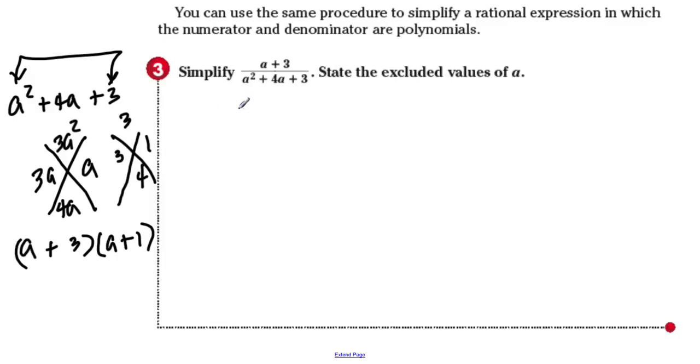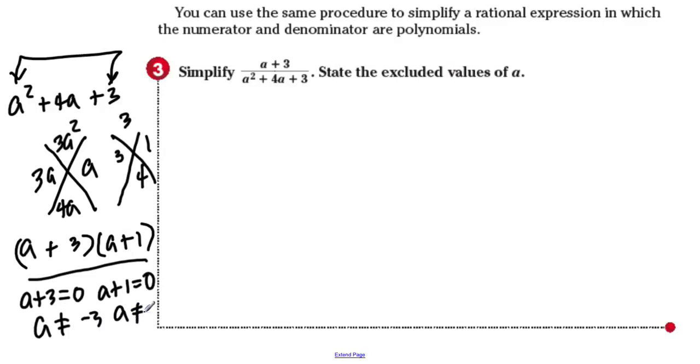From there, we simplify our rational expression. Now that we found the factored form of a squared plus 4a plus 3, we use the zero product property. A plus 3 is equal to 0, and a plus 1 is equal to 0. Therefore, the excluded values are that a should not be equal to negative 3, and a should not be equal to negative 1. So these are our excluded values, a, negative 3, and negative 1.